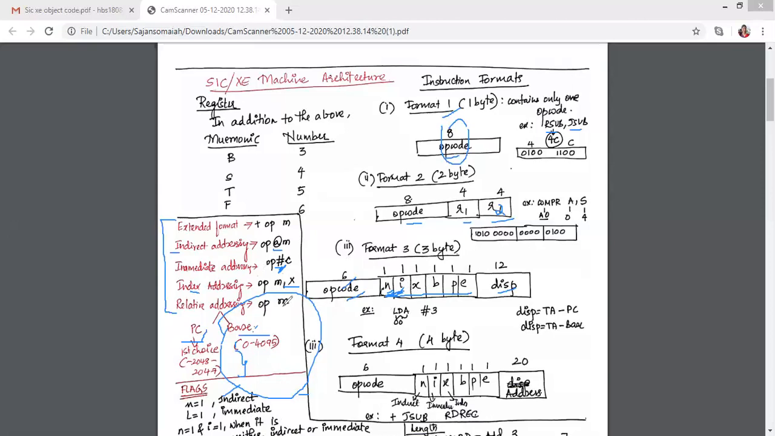If it is a memory location, then you'll have to set either PC or base to 1, not both together. That is, either P to 1 or B to 1. As I have mentioned here, PC is always the first choice, so in most cases we set PC to 1. Unless the range crosses this particular range, we always set P equal to 1 for having just a label as an operand. If it is extended format, which is format 4, if the instruction has a plus symbol, that means it should clearly be format 4. So in that case, only E is set to 1.